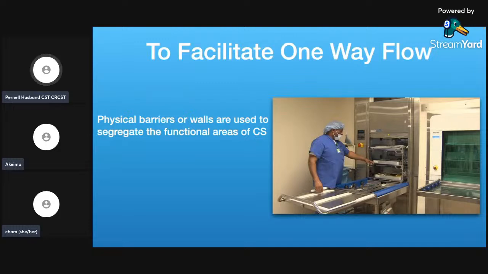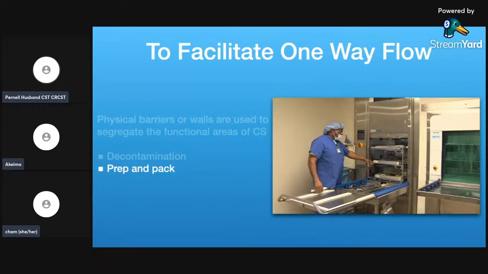So to facilitate this one-way flow that we're talking about, to prevent cross-contamination, we have physical barriers, walls, which are used to segregate the functional areas. So we talked about the decontamination area. That's the area where all of the soiled items are going to go to be sorted, cleaned and disinfected, right? Then we have the prep and pack area where he is. He is now receiving these instruments that are ready to be inspected, ready to be packaged, ready to be sterilized, right?